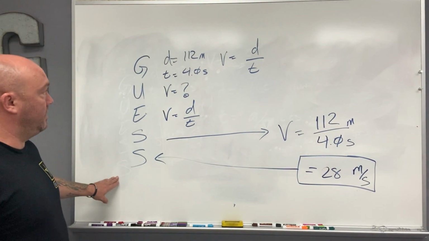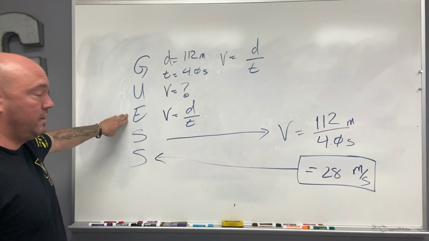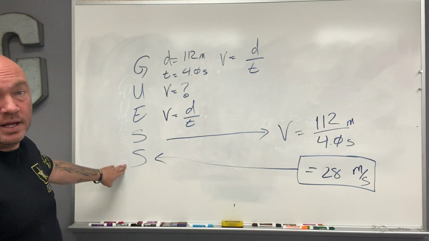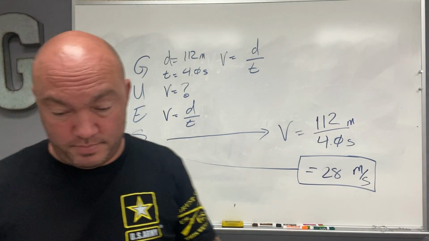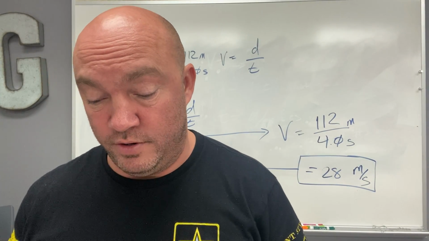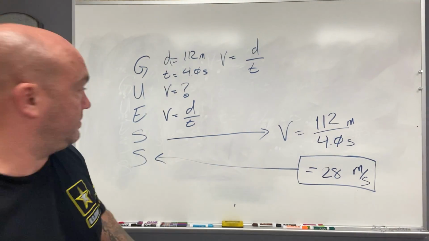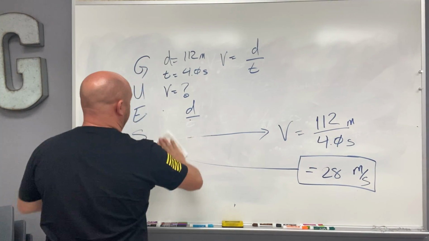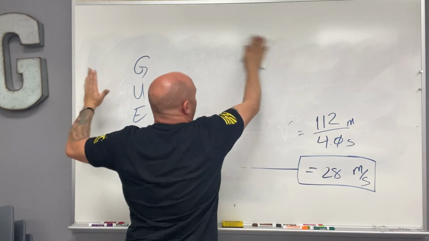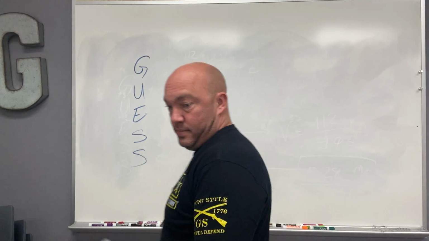I used my GUESS formula or system: my givens, my unknowns, my equation, I subbed them in, and then I solved. Okay? Too easy. I'm going to go ahead and do one more question with you guys, and that's going to be question 2. All right? I'm going to leave my GUESS up here because I'm going to use that again. I'm going to go ahead and erase everything down. All right. Okay, question number 2.